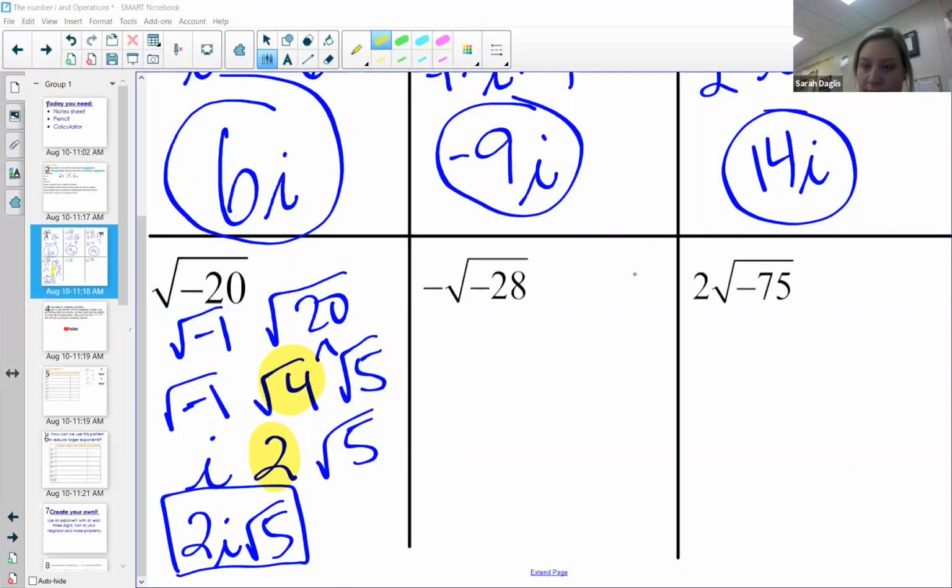Why is the 2 on the other side of the I? That's just how we write it. We always write the constant first, then the I, and then the radical. That's just the order it's written. Yep. Just to make your life a little bit more difficult.